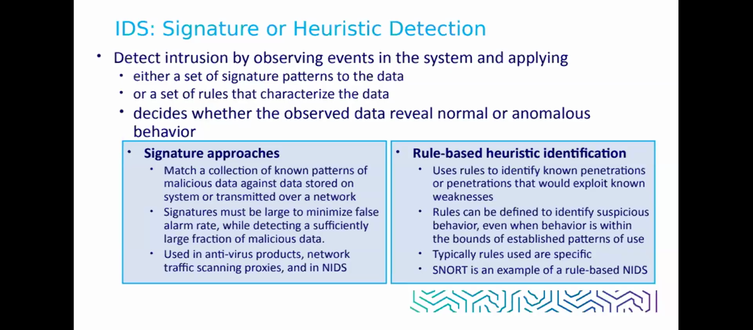So unlike anomaly detection, it does not learn the normal behavior. Instead, it is going to check whether the observed activity matches something already known to be malicious or not. So signature detection is going to match a collection of known patterns of malicious data against the data stored on the system or transmitted over a network. A signature is a unique pattern, fingerprint, or characteristic of a known cyber attack or malware.